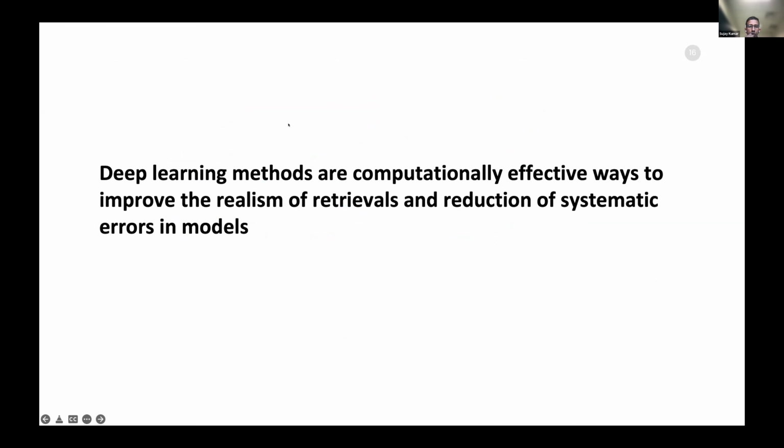So anyway, the one message I want to end with is that we see promise with the use of these models, mainly in terms of improving the realism of retrievals and reduction of systematic errors in models, which can essentially help towards improving the performance of data assimilation systems.